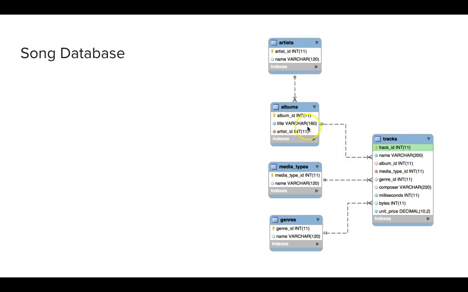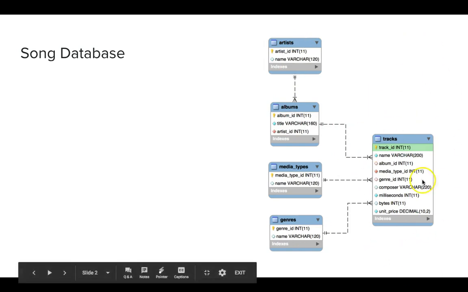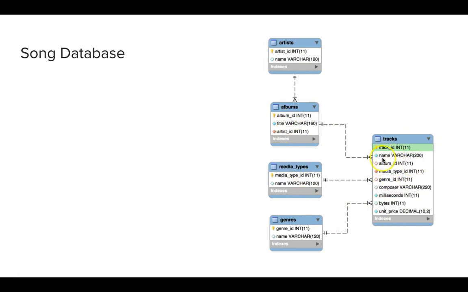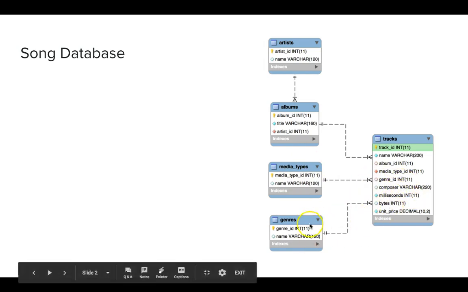Again, tracks is kind of like our main table with all of our song information. We have other tables that are giving us back information. So again, songs, right? There's a name of the song. There's the album ID. Album ID maps back to the album, right? Media type ID maps back to the media type. Genre, composer, and so on and so forth.